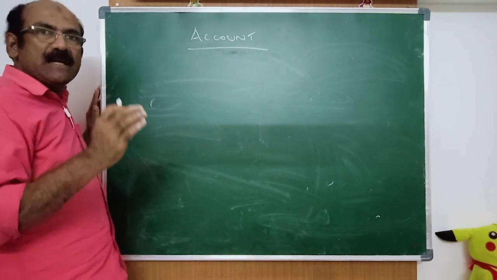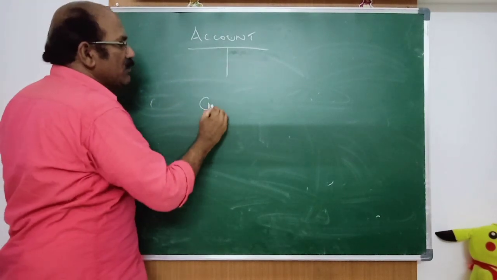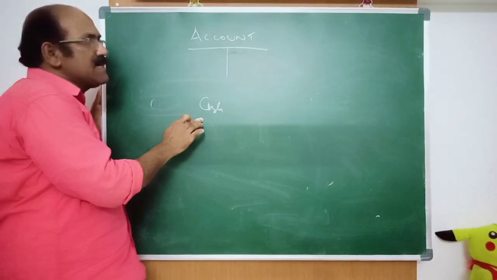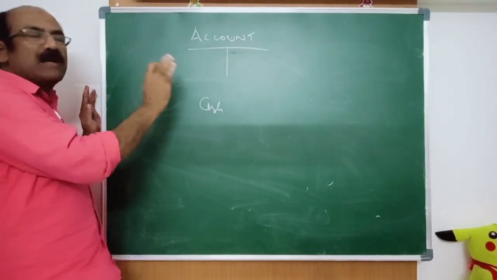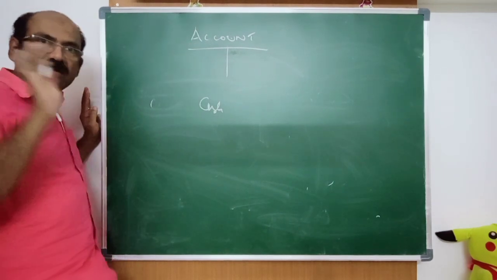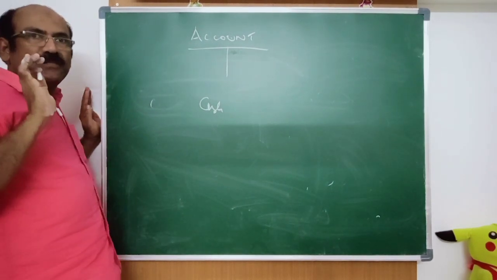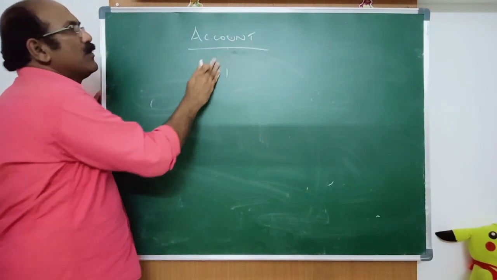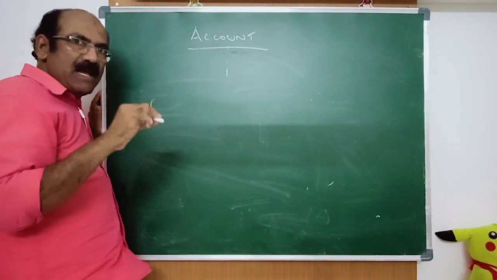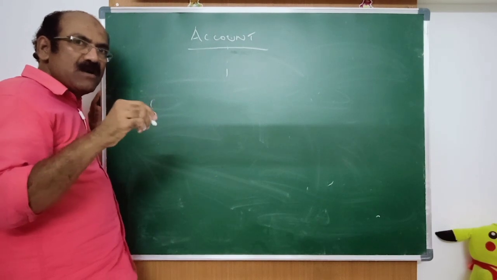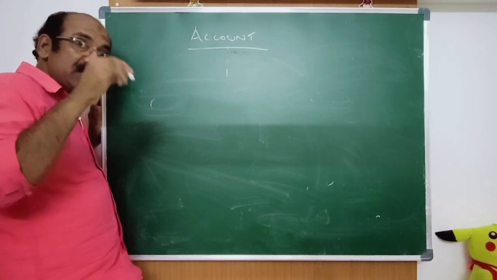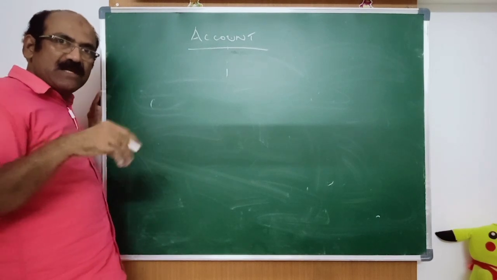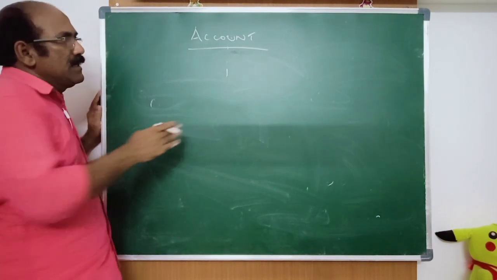For example, cash. You write cash here, cash in this account. All cash related items will be accounted or kept in one place. It's called cash account. I just explained this example for you to understand: account is a place where you keep information of similar kind of business transaction in one place. Cash account, expense account, asset account, all like that.